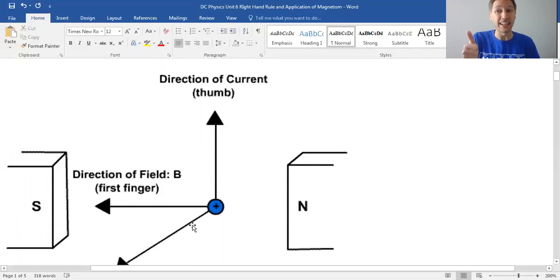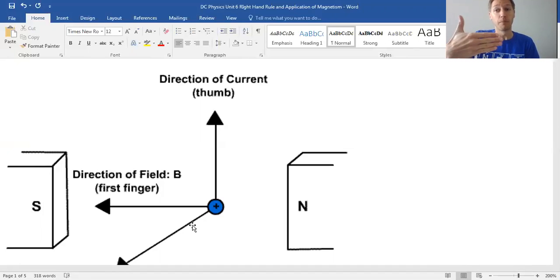this is called the right-hand rule. The right-hand rule helps us determine where everything is going. So, your thumb, when using the right-hand rule, is going to be whichever way the current or the particle is moving. So in our example here, we have the particle moving up, moving vertically. We have the field pointing from right to left.